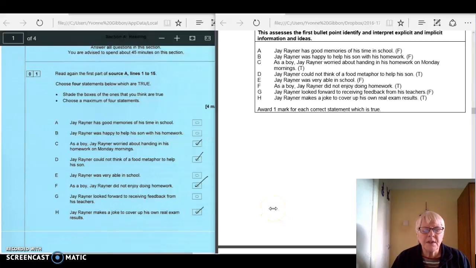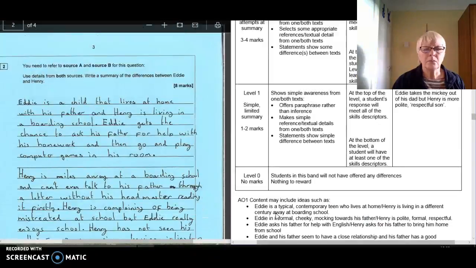Hi Andrew, this is the feedback for your mock exam for paper 2 reading questions. As you can see, if you look at the mark scheme for question 1, you scored all 4 marks, so that's a good starter.